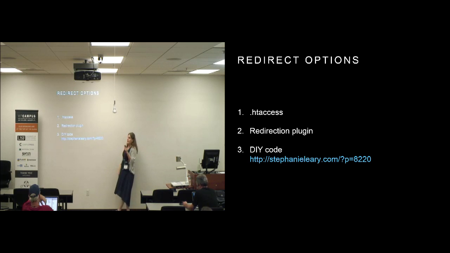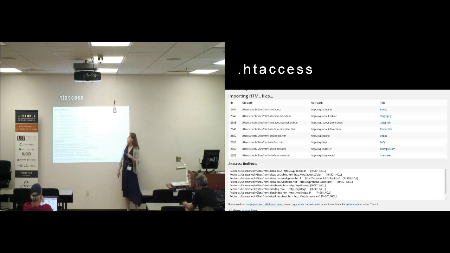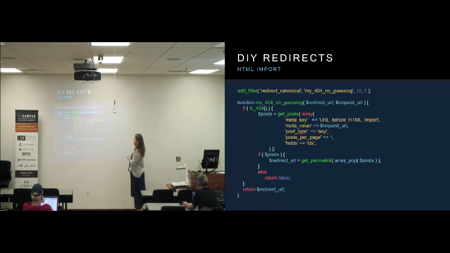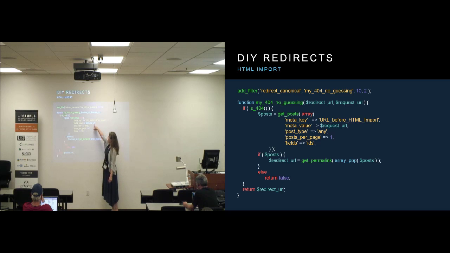And this is great if you have that ID or that old path stored somewhere. Because this is the HTML import screen. You can get those redirects, but these new paths and these old paths are already being stored. And so we can just do a quick get post to find that key that we stored it as, and then redirect to the permalink.